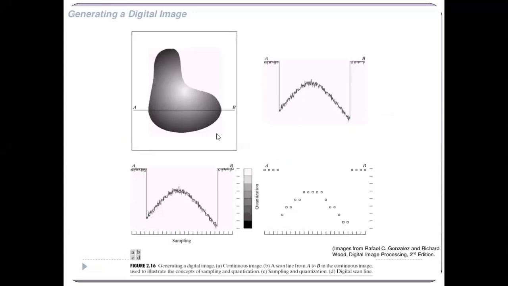Now this is my actual image. Suppose I take any line in this image like this, A to B. We are taking one line, A to B, in this image. I will scan one line, A to B. Now suppose I represent this line in the format of an analog signal.